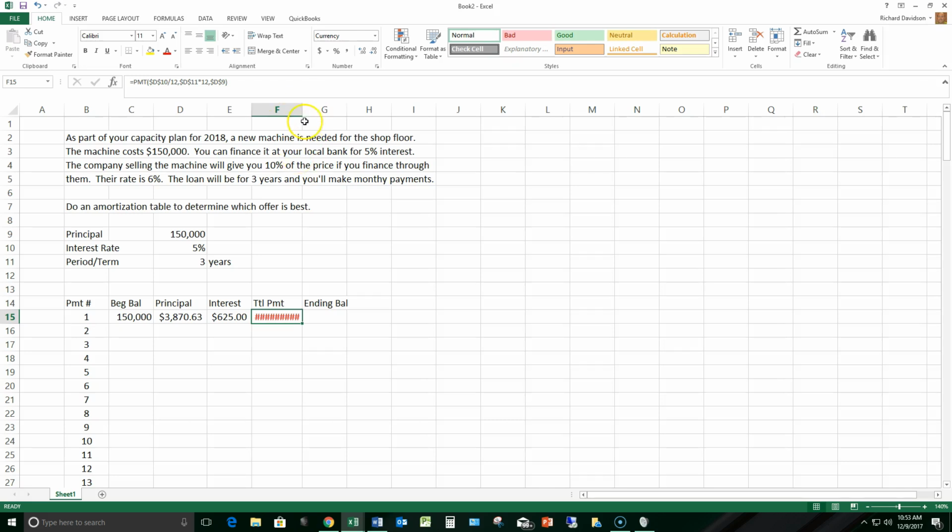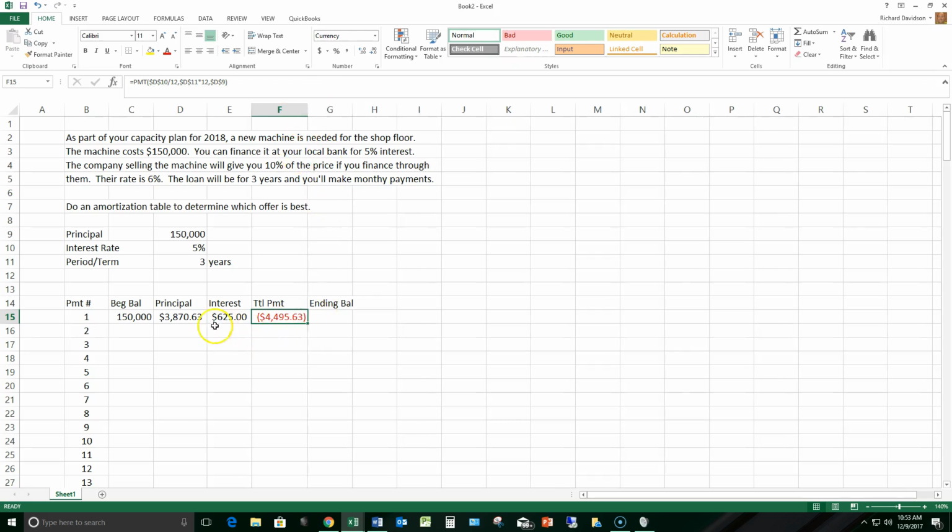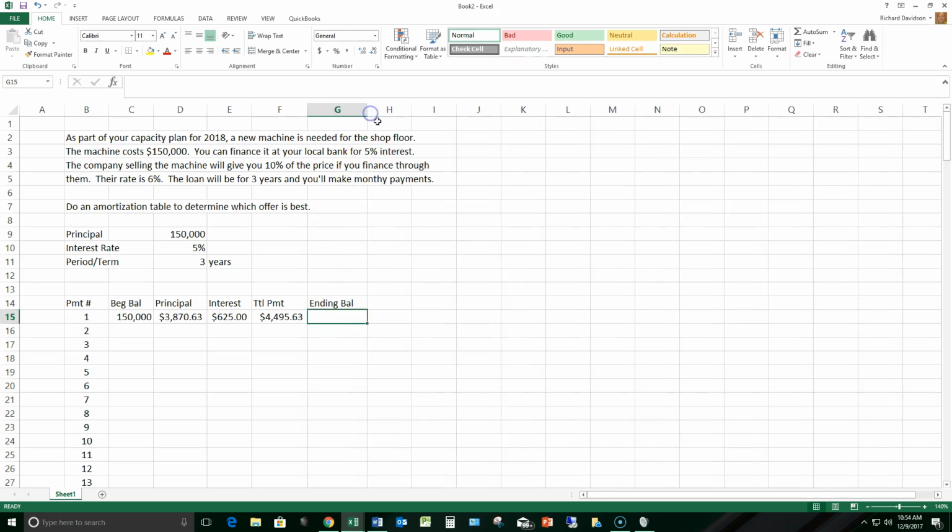It came back with a negative number. The sum of these two comes out to be 44.9563. So there's our double check. I'm also going to make this positive. All right, so now we've calculated our interest, our principal, and our total payment.